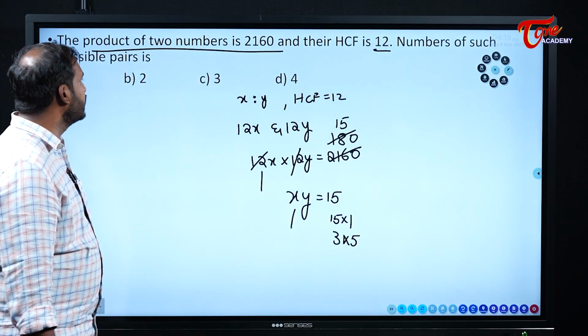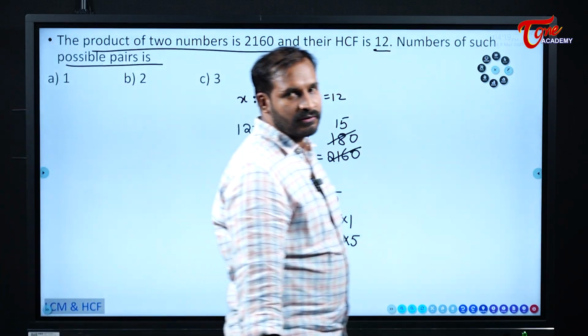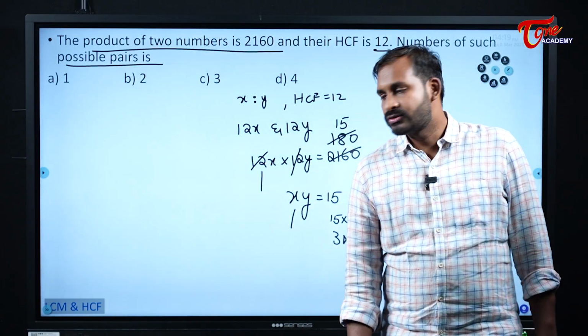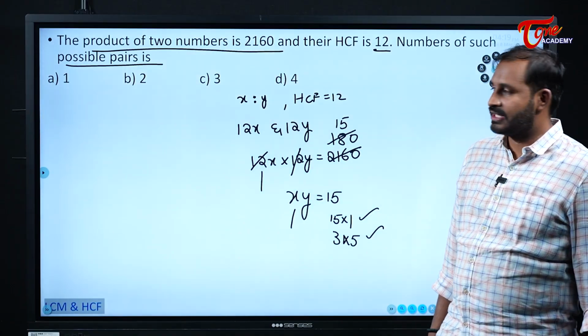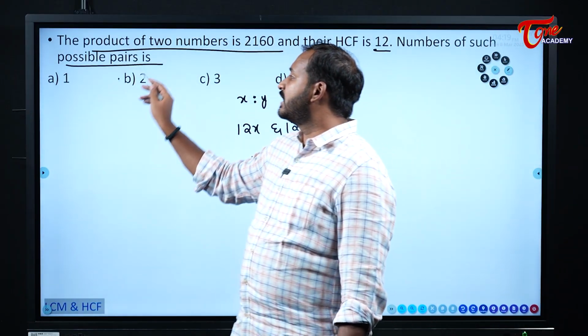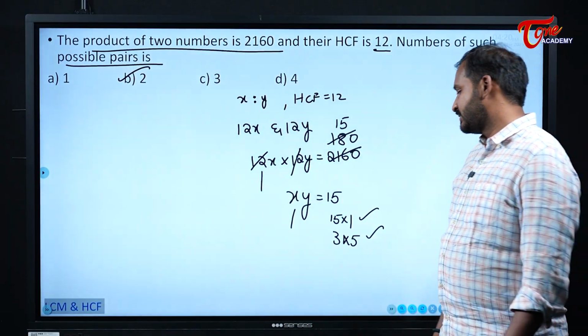Now tell me how many pairs of such numbers are possible. 15 and 1 is one pair, 3 and 5 is the other pair. So a total of 2 pairs are possible for us. Next one.